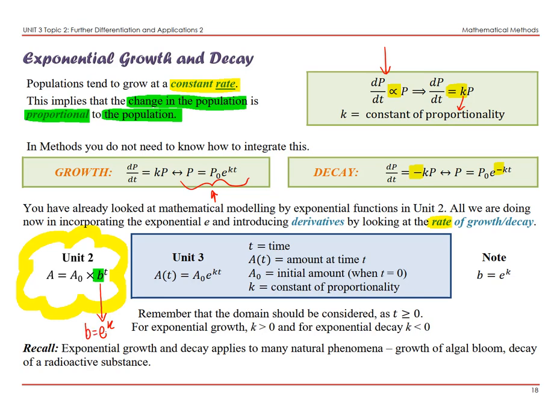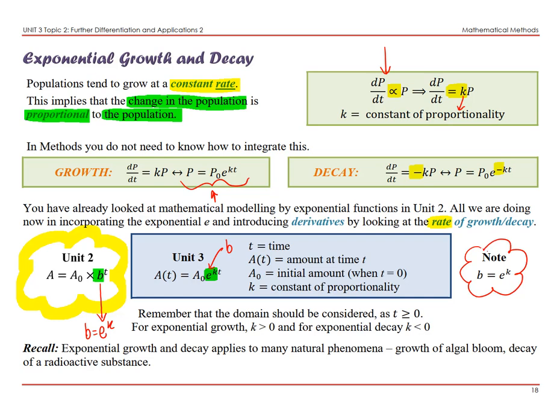We can do that because e is a number, it's an irrational number. They're both constants. e to the k is a constant. So we're just introducing that, and you can see that in the formula: instead of b, we have e to the k. Now, what do the things mean here? t is time. A(t) is the amount at time t. A0 is the initial amount, so that's when t is 0. And k, as I've already mentioned, is a constant of proportionality.